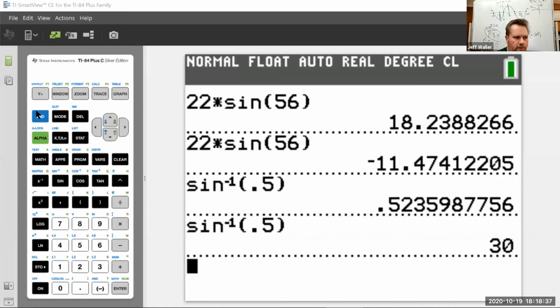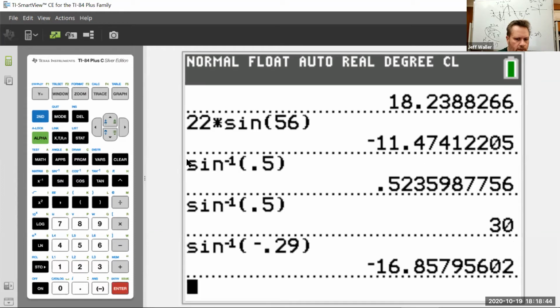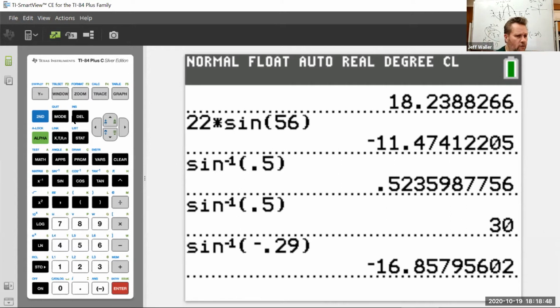We'll do that next. But if I put in here inverse sine of negative 0.29, I get this. Now that is degrees. You have to be really careful. I didn't make a big enough point out of this.